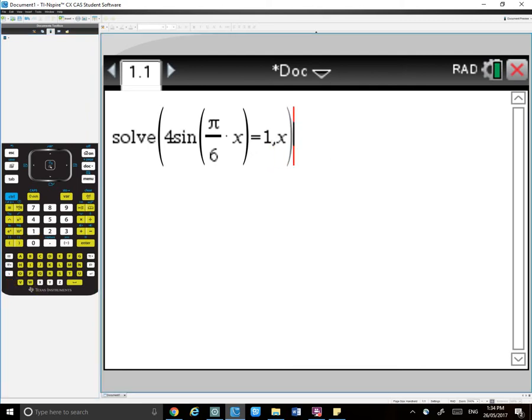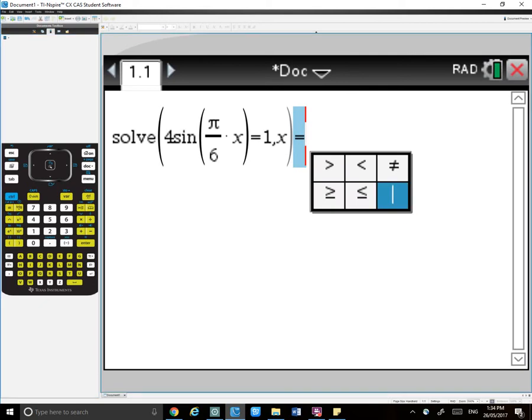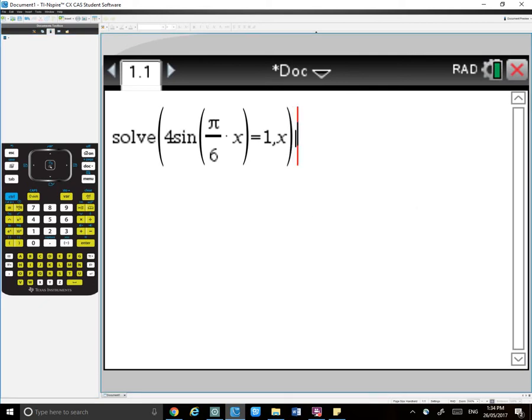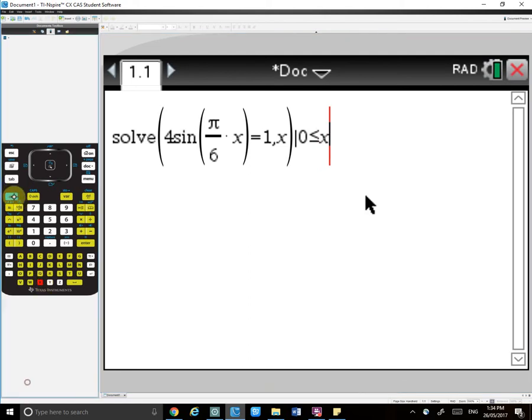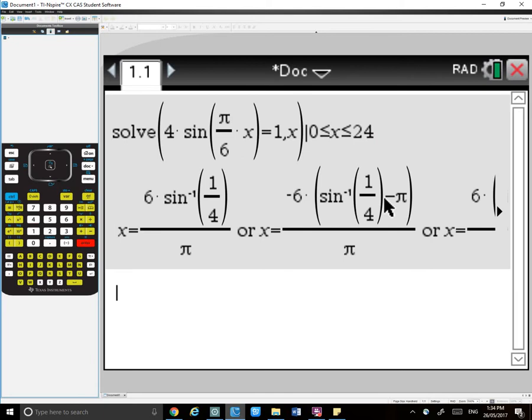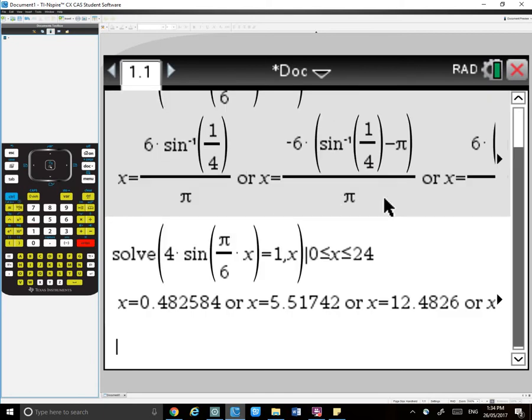Never solve circular functions like that. You always need to set up a domain unless you want a general solution. You will have a general solution if you directly press enter. So you press control and the equal sign to have the border and you restrict the domain. So it's from 0 to 24. Control enter gives you decimals.